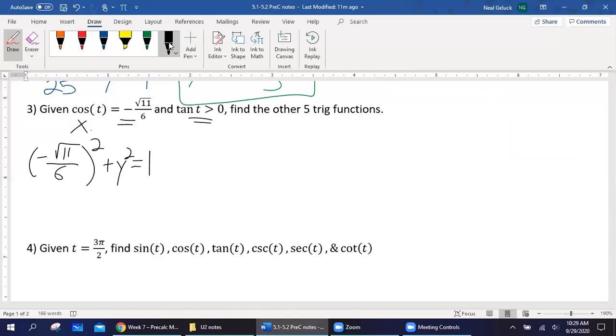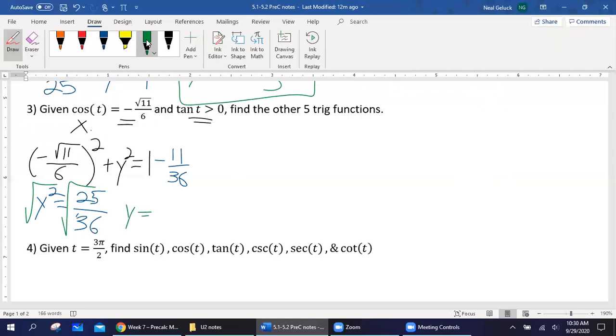So that would give me 11 over 36. So when I subtract 11 over 36, I'd end up with y squared equals 25 over 36. Ooh, getting some really bad writing here. When I square root that, remember I was in quadrant 3, the y coordinate would be negative down there. So y would be negative 5 over 6.